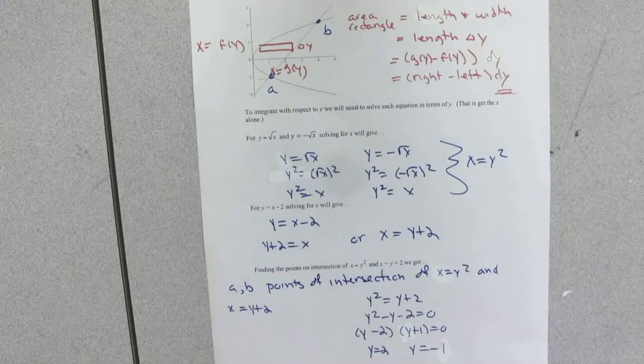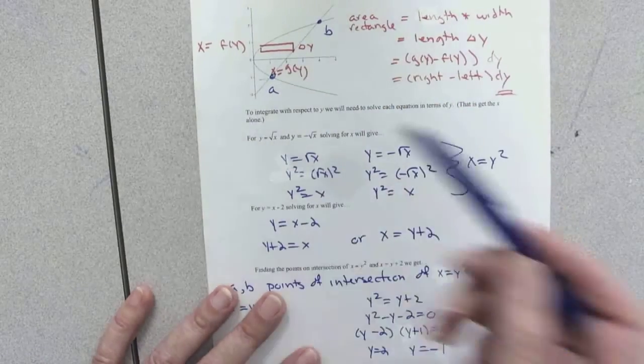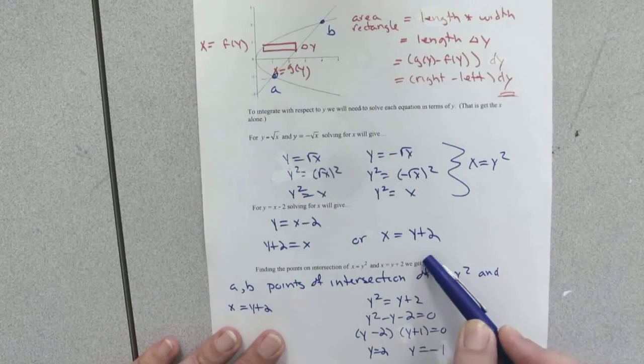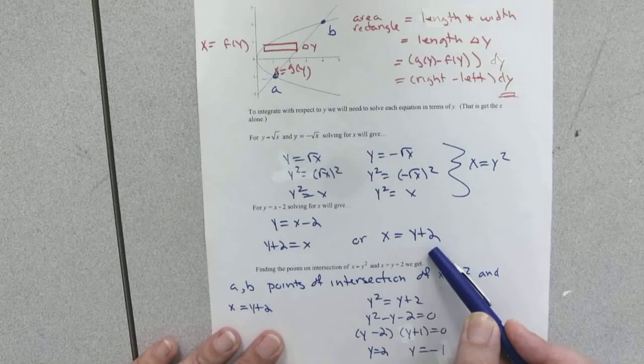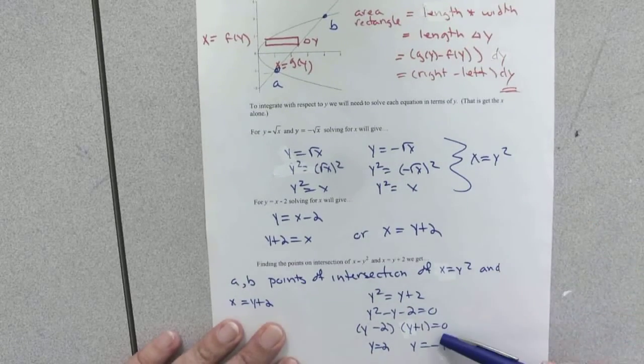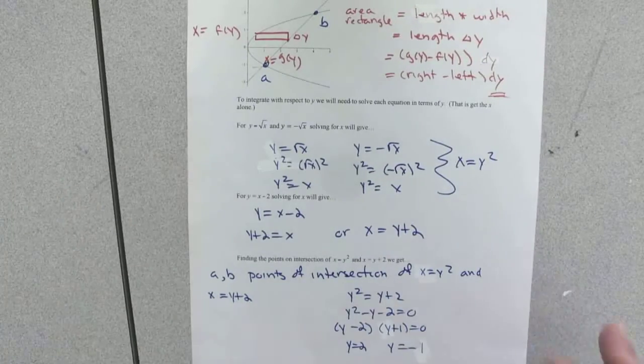So we're starting to get this set up in order to use y. I now have the left and right sides. The right side is the line, which is now y plus 2. The left is the sideways parabola, y squared. Then I have my points of intersection.